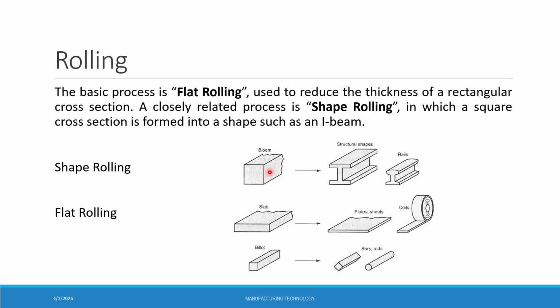Now this structure can be modified and squeezed and made into an I-beam structure. Many of the students have already seen these structures whenever there are buildings, bridges, frames, or any sort of metal frames. So you will always see this I sort of structure. Now this structure is also created by rolling, but this particular type of rolling is called shape rolling.